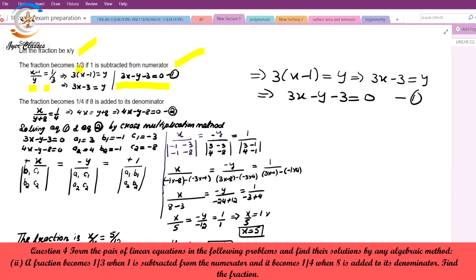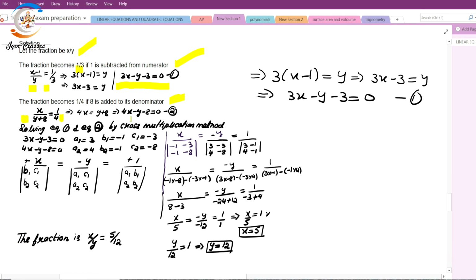Now, the fraction becomes 1 by 4 if 8 is added to the denominator. So, you have to add 8 only to the denominator. So, keep the numerator as it is, x divided by y plus 8, and the fraction becomes 1 by 4. Cross multiply. 4x is equal to y plus 8, or writing in the standard form, you will get 4x minus y minus 8 is equal to 0. So, in order to solve these equations by the cross multiplication method, you have 3x minus y minus 3 is equal to 0 and 4x minus y minus 8 is equal to 0. So, a1 is equal to 3, b1 is equal to minus 1, and c1 is equal to minus 3. Similarly, a2 is equal to 4, b2 is equal to minus 1, c2 is equal to minus 8.